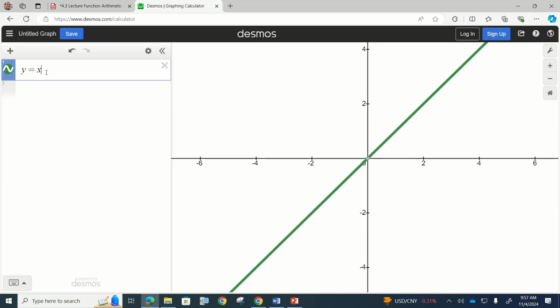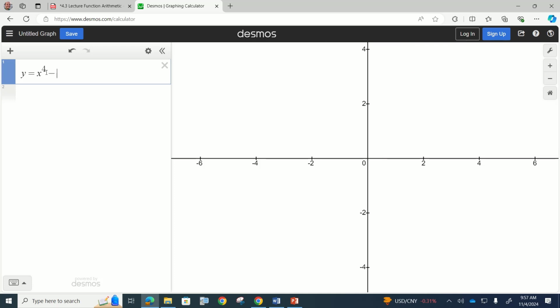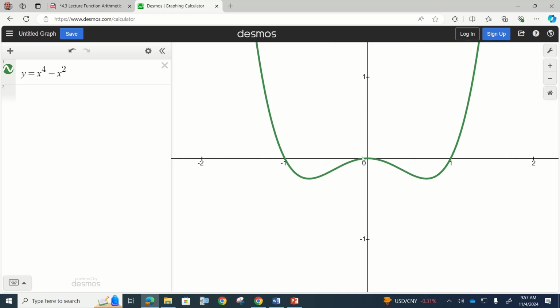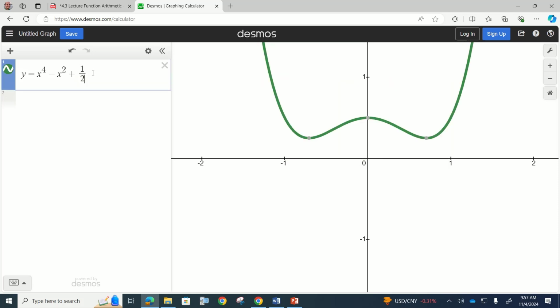I could give you the polynomial x to the 4th minus x squared. That's an even polynomial. Even if I add a constant term, it's still an even polynomial. And that means it's got bilateral symmetry across the y-axis. It looks like a mirror image of itself across the y-axis. And that's true for all even polynomials you can think of. You see the symmetry?